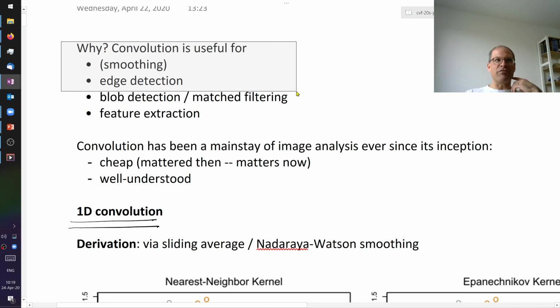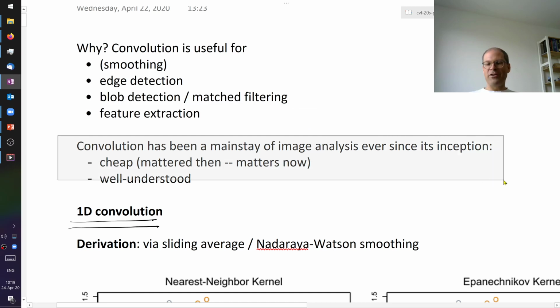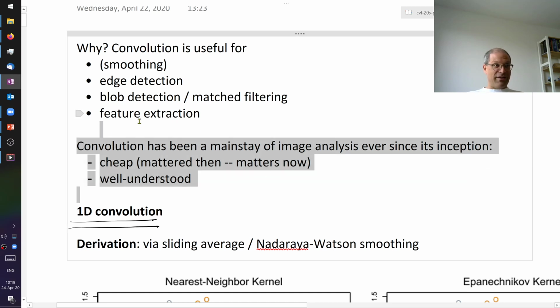It's not the state of the art for smoothing, but it's an elementary technique that is used as part of more complicated pipelines. It's an essential part of deep neural networks, which then will give you state of the art in smoothing. It can be used for detecting edges, for detecting blobs, or somewhat more complicated shapes, and generally speaking, be used to extract features. It has really been a workhorse of image analysis ever since images have been processed on computers. Why? Because it's really cheap.